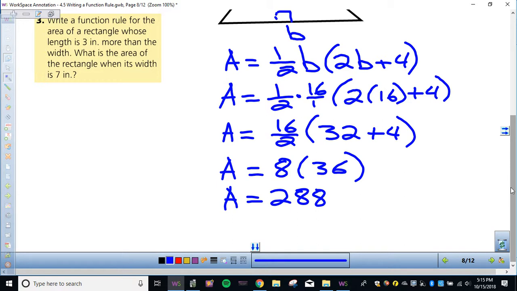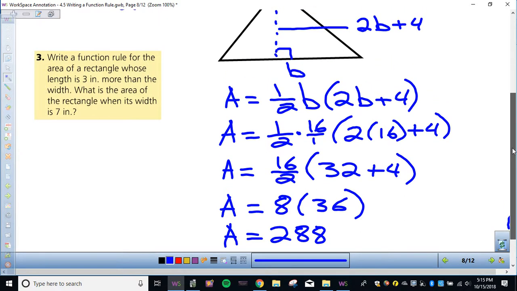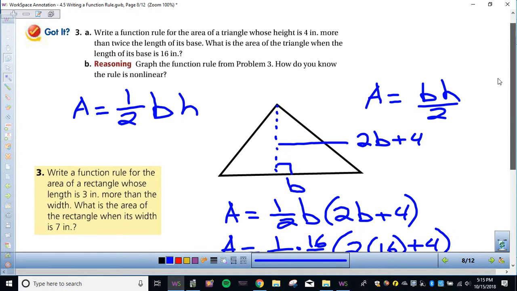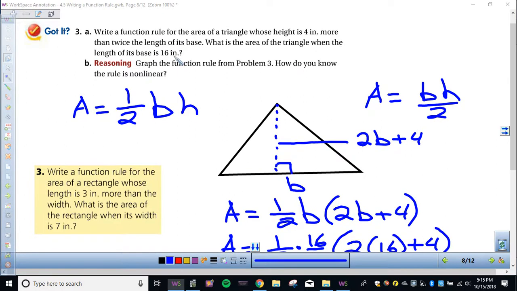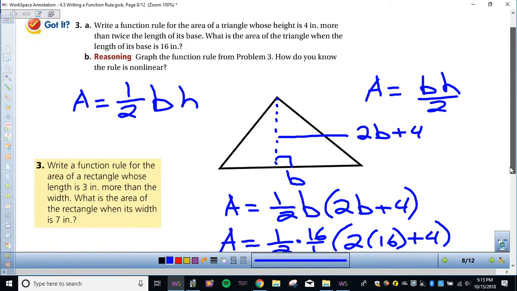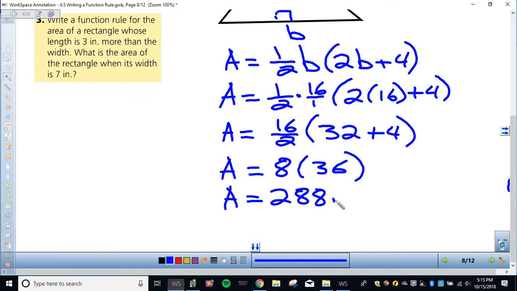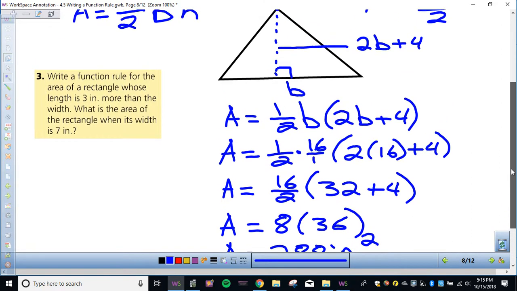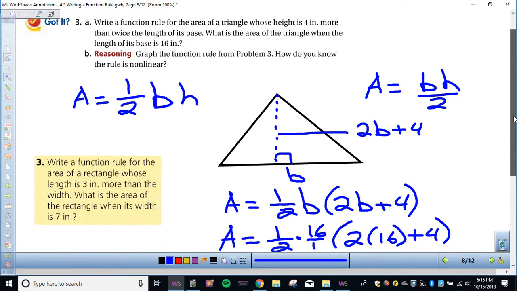is the area. I'm going to scroll back up to the problem to check my units. So the units here, they're talking about inches. So because we have two dimensions again, we have the base and the height, it's going to be inches squared. Okay, so if we look at letter B here, it says graph the function rule from problem 3. How do you know the function is nonlinear?